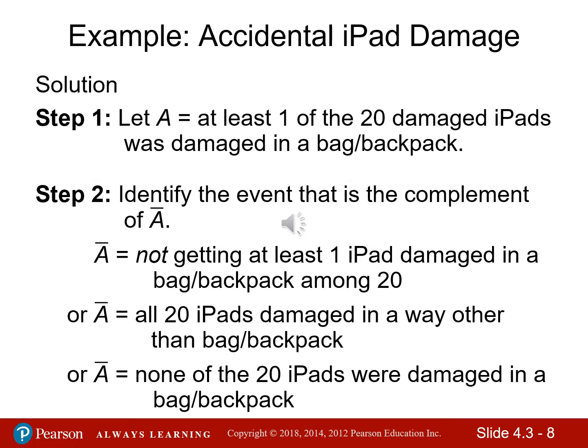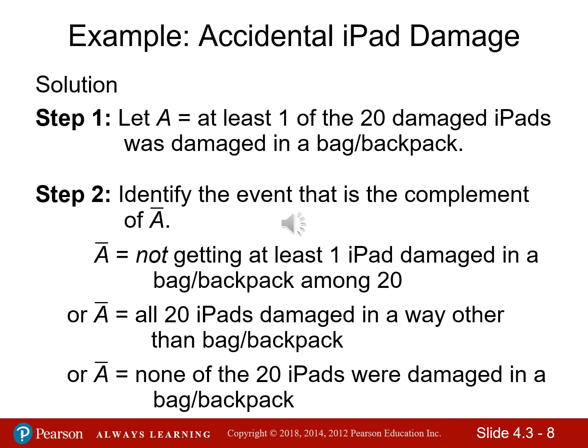Let's use our 4 steps to find the probability that at least one of the damaged iPads was damaged in a bag or a backpack. The first step is to identify our event A. So we say let A equal at least one of the 20 damaged iPads was damaged in a bag or a backpack. The second step is to identify the complement of A. In other words, to identify A bar.